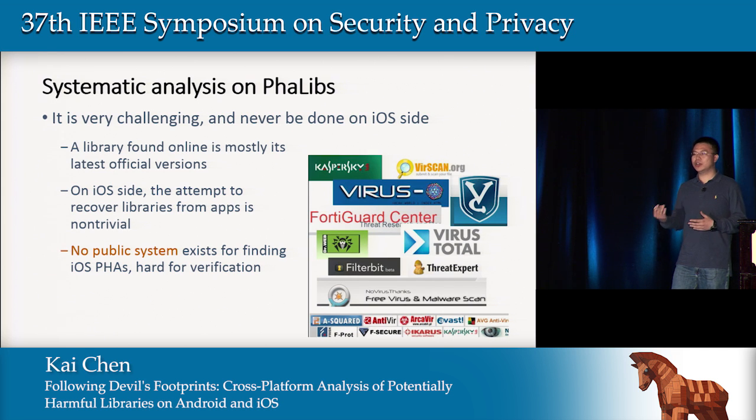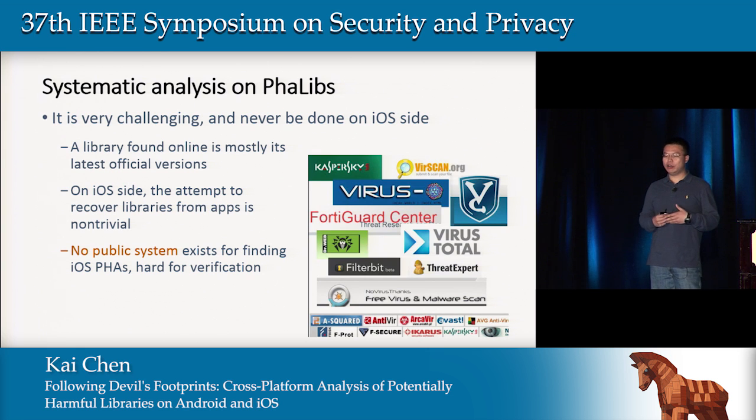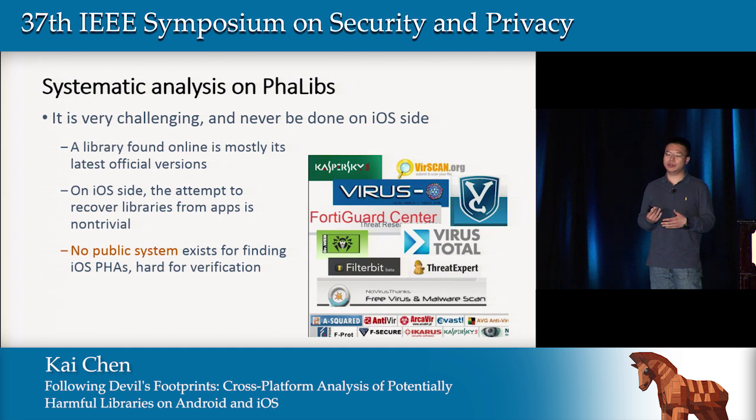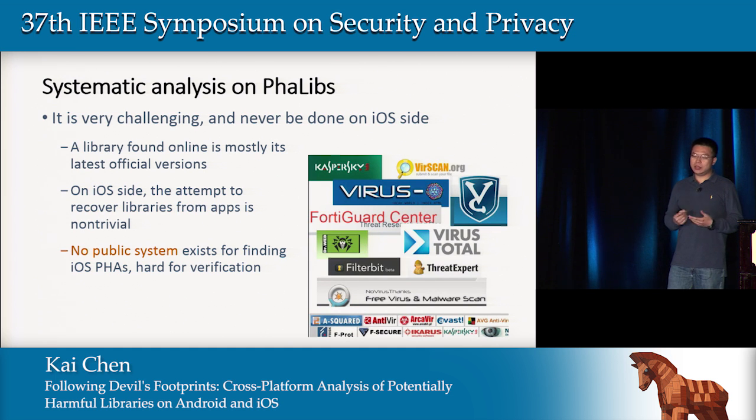The second reason is that on the iOS side, the attempt to recover a library from apps is non-trivial. It's different from the Android side, where we can easily get the package from its code, and it's packed together. But on the iOS side, it's mixed, so it's a little bit difficult. The third reason is that there's no public system existing for finding iOS potentially harmful apps. Even if we have found some suspicious apps, without such a system, it's hard to verify them.